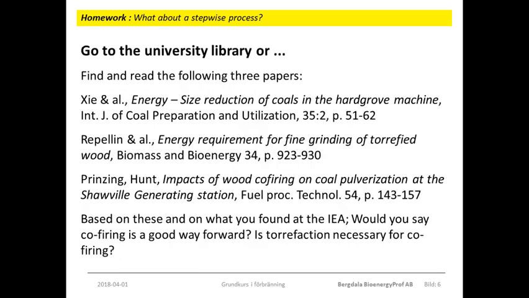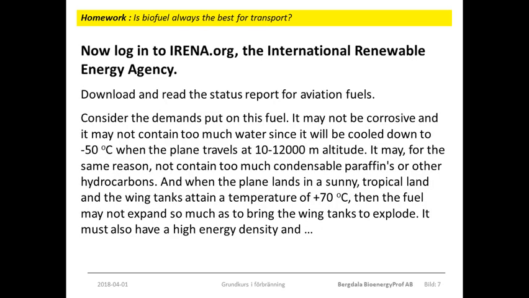You will now read a few papers about this problem, and you may have to go to your local university library to find them, because they are not easily available for free on the web. But read these 3 papers and then spend some time thinking about how the prospects for co-firing look in your own country. Keeping then the solid biofuel quality demands in your head, now think about transportation fuels and try to put down a list of quality demands for aviation fuels and for car fuels. They will look very different.